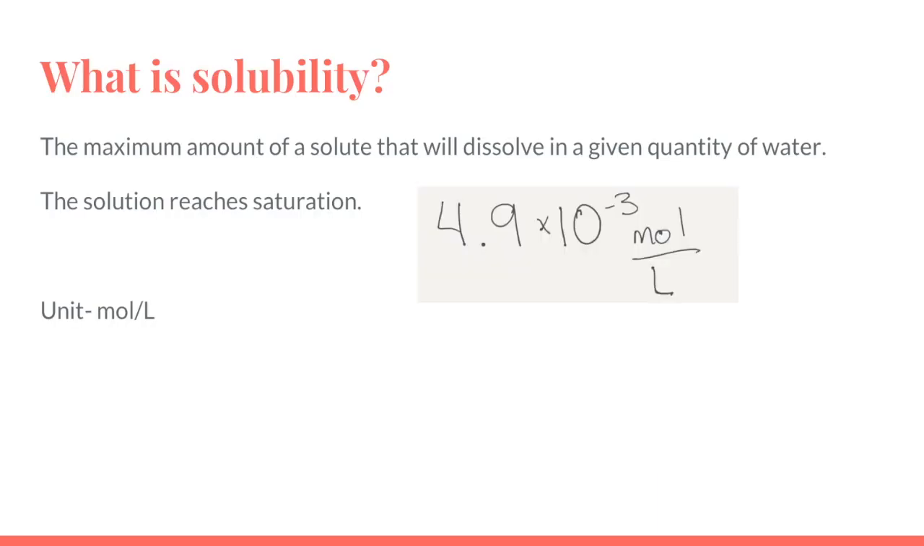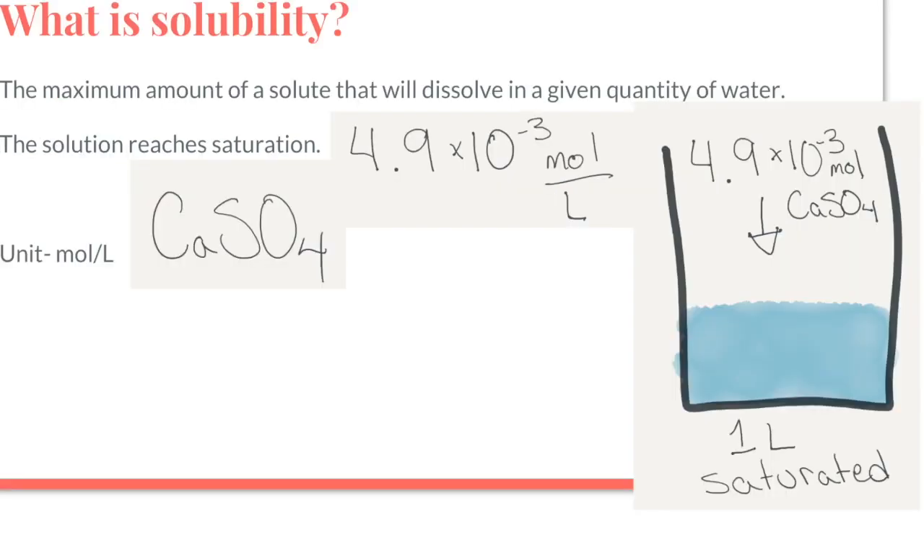Solubility is a number. It's the maximum amount of solute that will dissolve in a given quantity of water. We represent it in the units of moles per liter, i.e. the given quantity is going to be 1 liter. This is the solubility for calcium sulfate. So if I have 1 liter of water and I add 4.9 times 10 to the negative third moles of calcium sulfate, that solution will be considered saturated. If I add more, it won't.